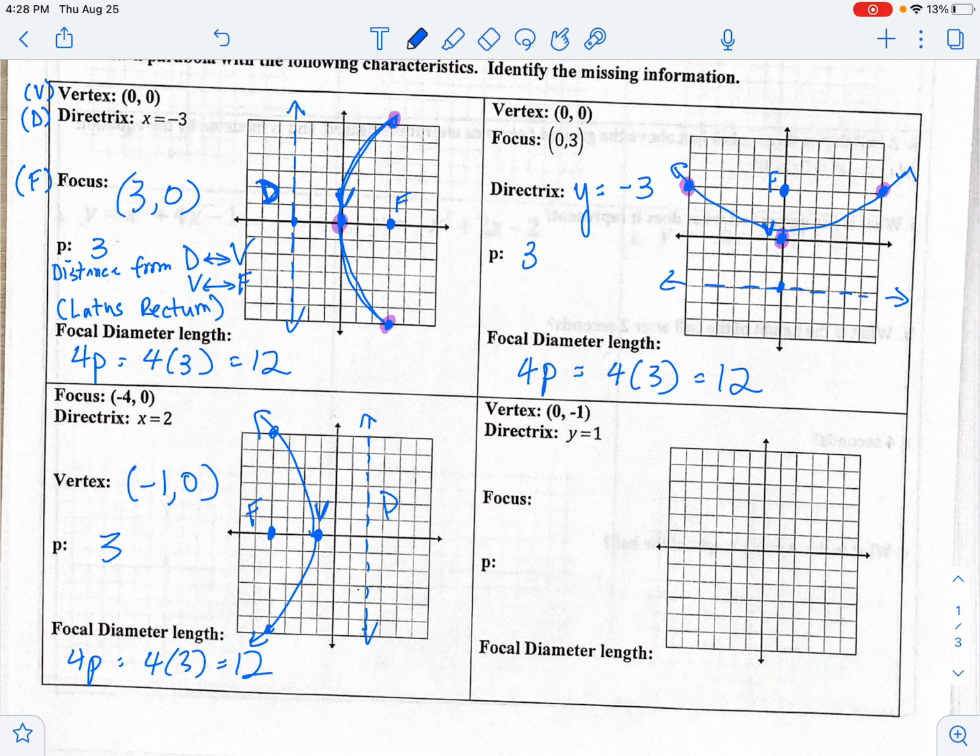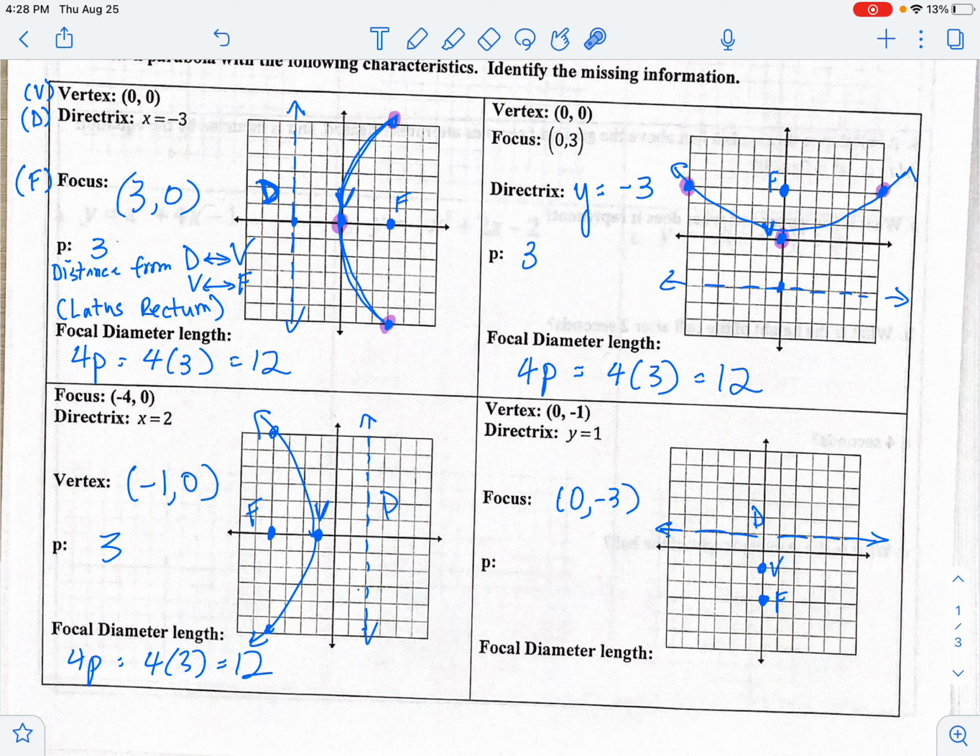Last one on this page, I have vertex at 0, -1. Directrix at y equals 1, so a horizontal line at 1. D for directrix. And my focus, again, focus directly across from the directrix. So it's going to be 2 spaces down from the vertex. And that's my F value. Okay, so focus this time is going to be on 0, -3.